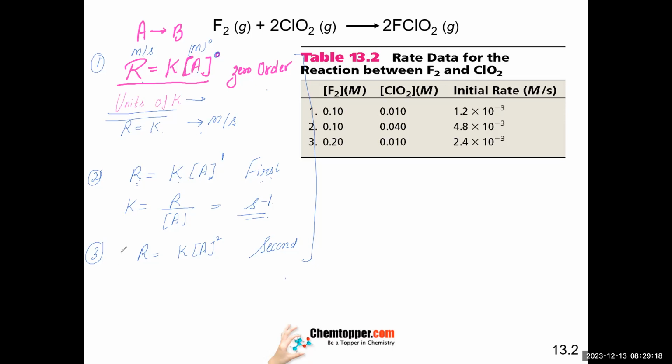What are the units of K? No, Aditi, do the mathematics correctly. Rate is molar per second. Yes, Anil. Now it is right, Aditi. So it is per molar per second. Can you see? Molar second.